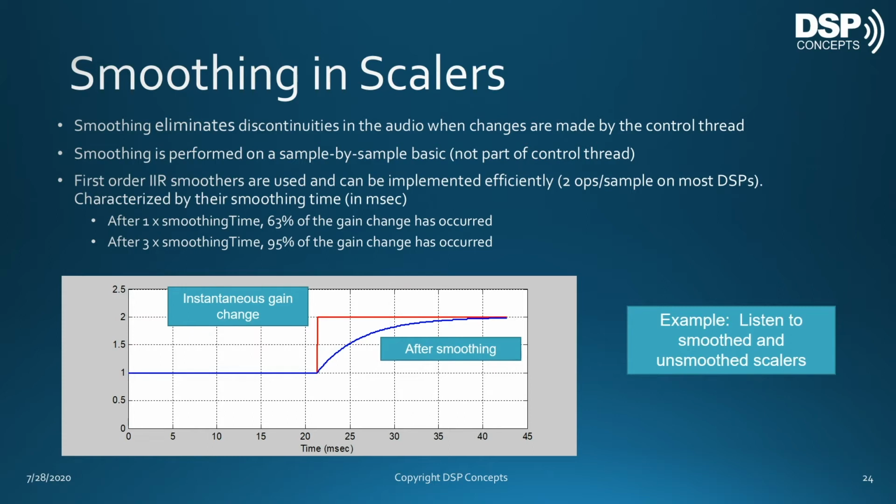The picture on the bottom shows you the smoothing that happens. So you'll see the instantaneous gain change. We go from 1 to 2. And then the blue line shows you after smoothing how the gain change isn't instantaneous, but it starts ramping towards the desired gain of 2. We call that the target gain.